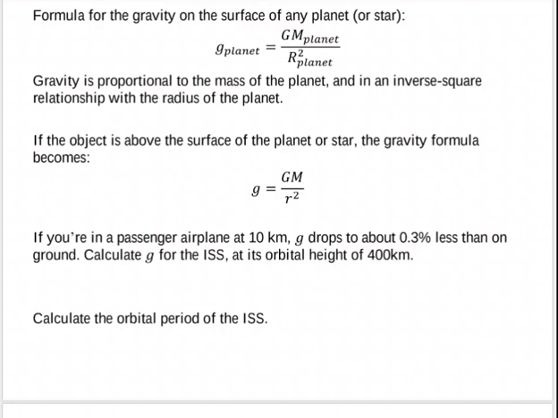If you're in a passenger airplane at 10 kilometers, g drops. So we're flying above the surface of the earth. The gravity that you will feel is about 0.3% less than on the ground. So calculate g now for the International Space Station at its orbital height of 400 kilometers.